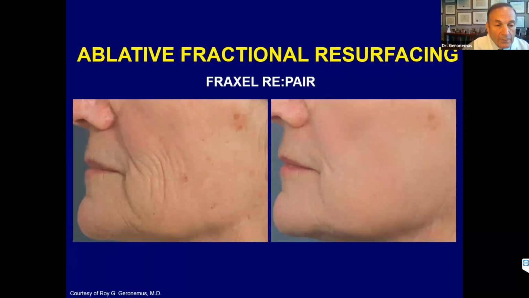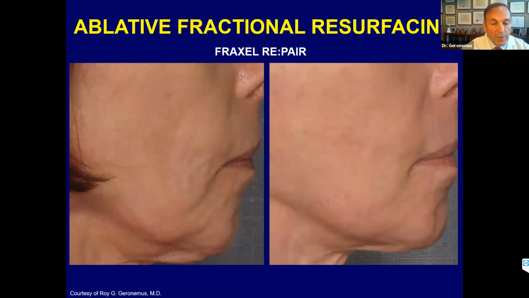Another example, these what we call corduroy lines on the cheeks, very common, can be improved. If they're very, very deep or if there's a significant amount of laxity, then somebody's better off with surgery. But here, the fractional carbon dioxide laser worked out quite nicely for this patient.